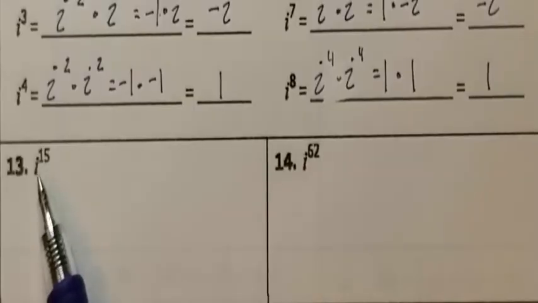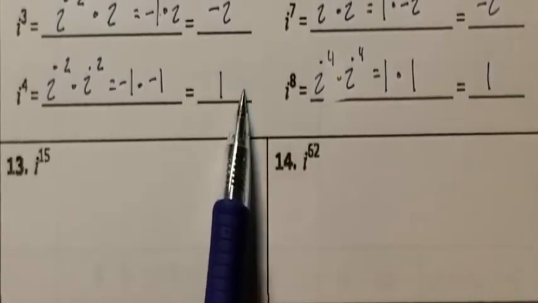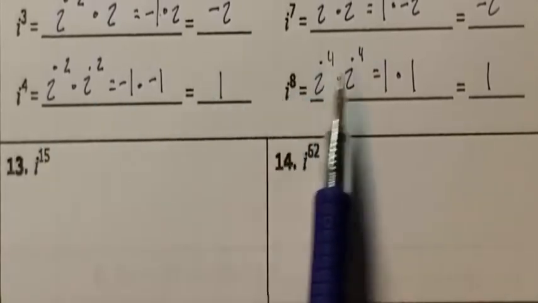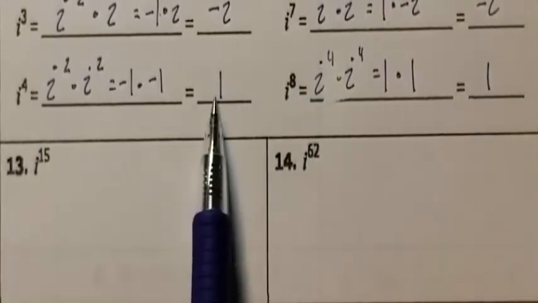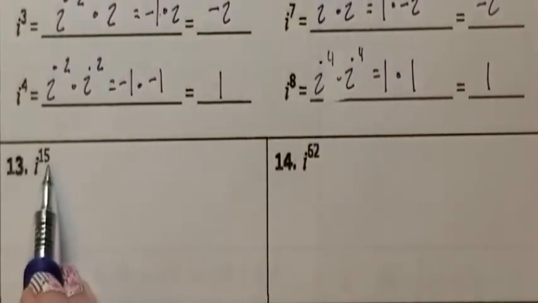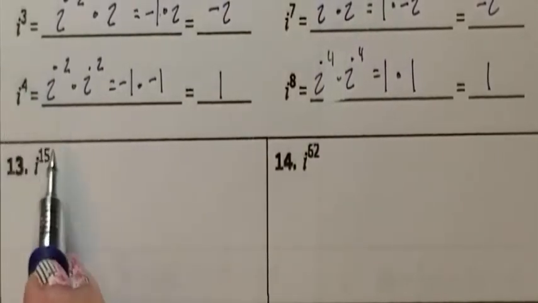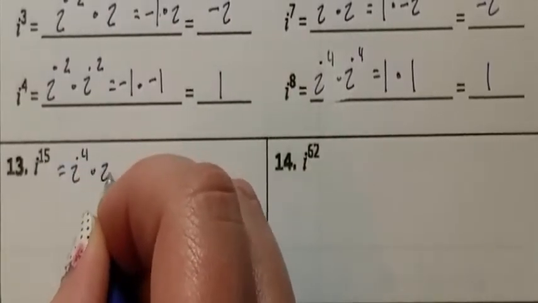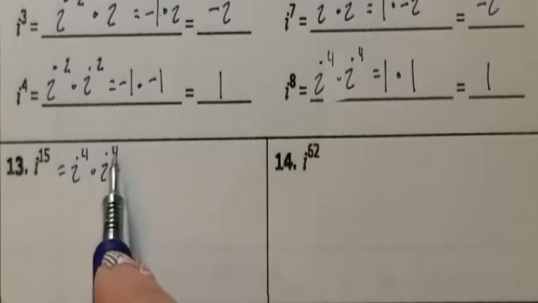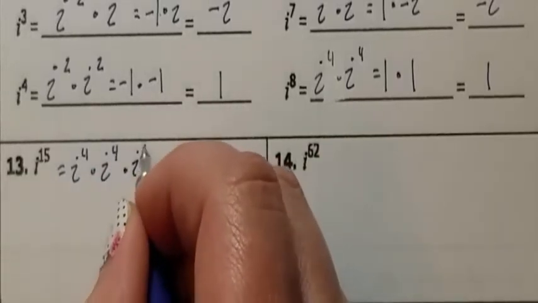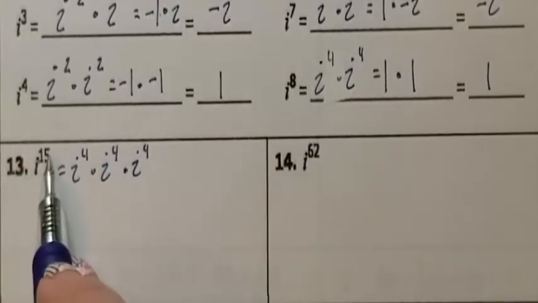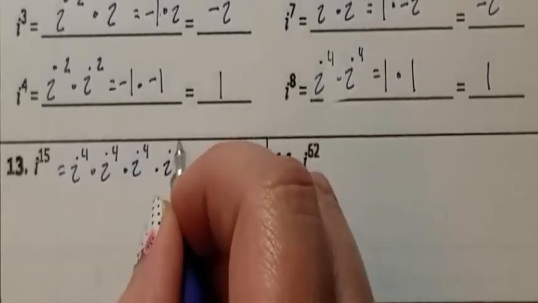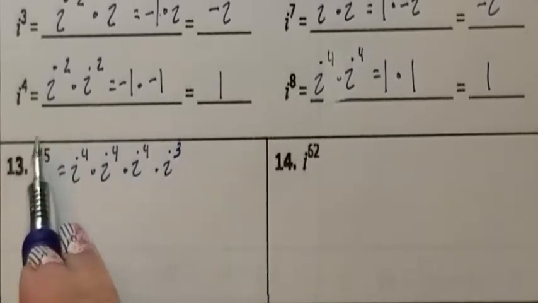How can I connect that to i to the 15th? I know that if I can rewrite it as i to the fourths or as i to the eighths, those are the same thing as 1s. So 15: how many groups of 4 exist in 15? I can do i to the fourth times i to the fourth, that's 8, times another i to the fourth, that's 12. I cannot do another i to the fourth, so 12 with 3 more would have given me 15.